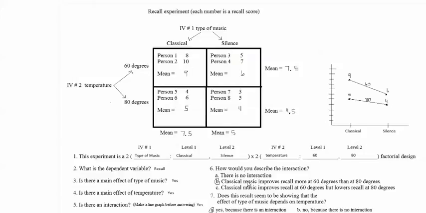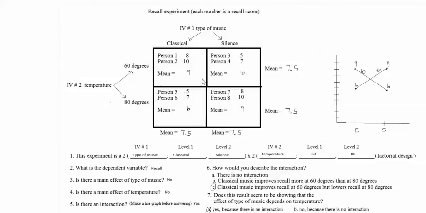And what is this interaction showing? Well, it's showing that the effect of the classical music is steeper when it's 60 degrees and not as steep when it's 80 degrees. So it looks like classical music improves recall more when it's 60 degrees and not as much when it's 80 degrees. Does this result seem to be showing that the effective type of music depends on temperature? Yes, because when it's 60 degrees, the difference from silence to classical is 3. But when it's 80 degrees, the difference from silence to classical is only 1. So the effective type of music does depend on temperature in this data set. It's a bigger effect at 60 degrees and a smaller effect at 80 degrees. So it does depend on temperature.